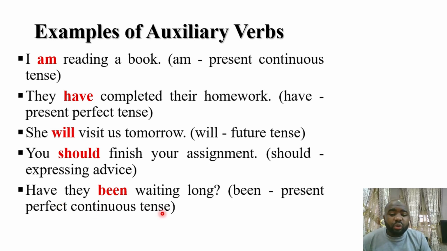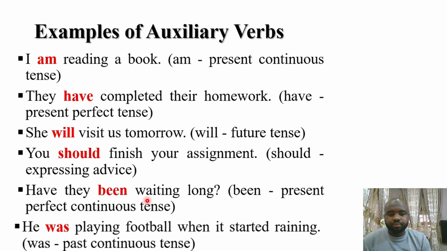Have they been waiting long? See, been and waiting. Present perfect continuous tense. Have they been waiting long? See, this been is also in the company of the main verb waiting. So that's how the auxiliary verb works.